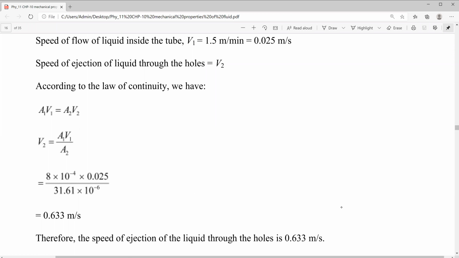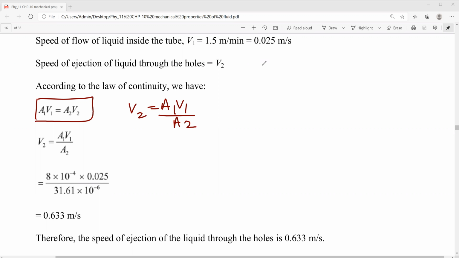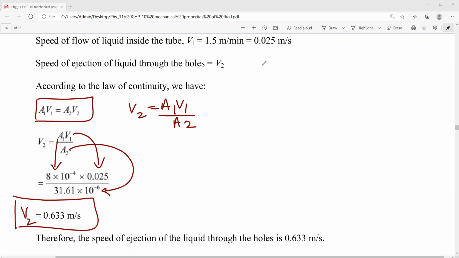So according to the equation of continuity, we know the formula: A1 V1 is equal to A2 V2. From this we got V2 is equal to A1 V1 divided by A2. So here substitute the values. A1 is 8 into 10 to the power of minus 4, V1 is 0.025, and the A2 value is substituted as 31.41. After that we got the V2 value as 0.633 meters per second. Therefore, the speed of ejection of the liquid through the hole we got is 0.633 meters per second.